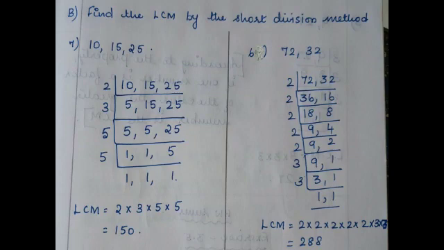Let us see another sum, 72 and 32. You will start dividing by the smallest common prime factor and write the quotient below them. Then you continue dividing by the common prime factors, writing the quotient below each number until you get no common prime factor. So the LCM for 72 and 32 will be 2 into 2 into 2 into 2 into 2 into 3 into 3. So the product will be 288.